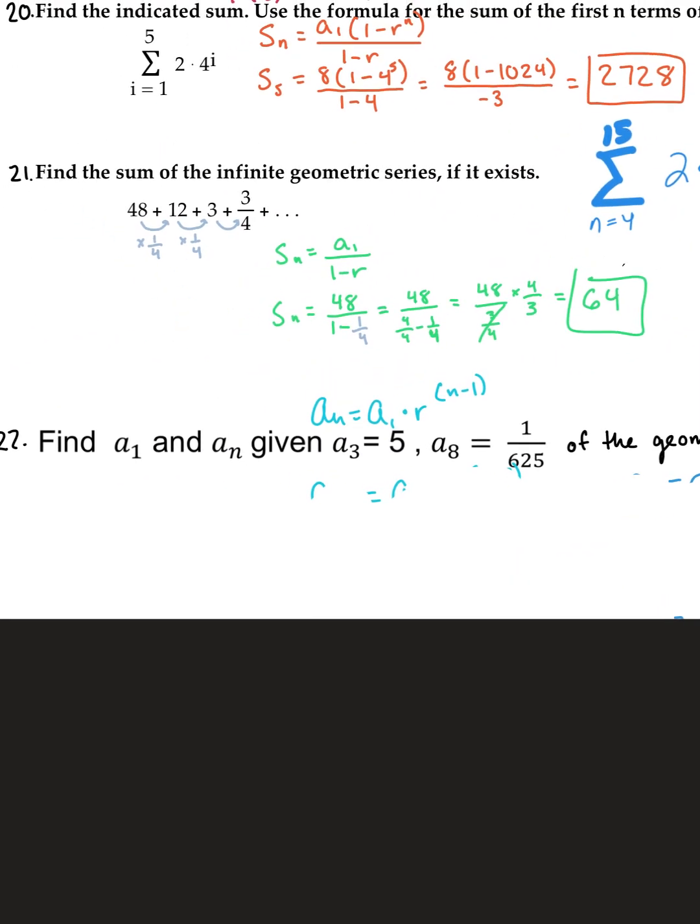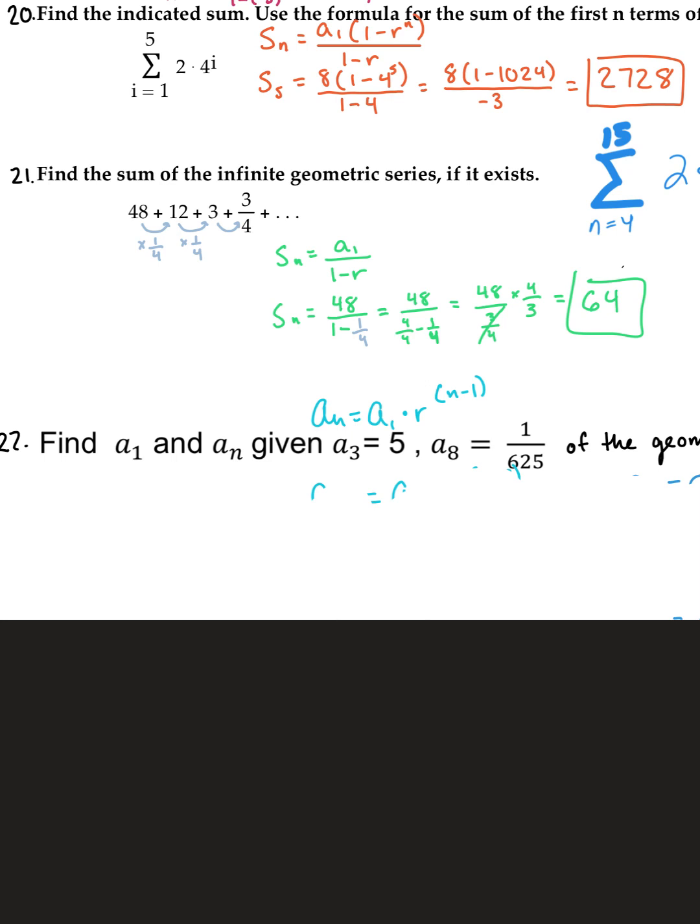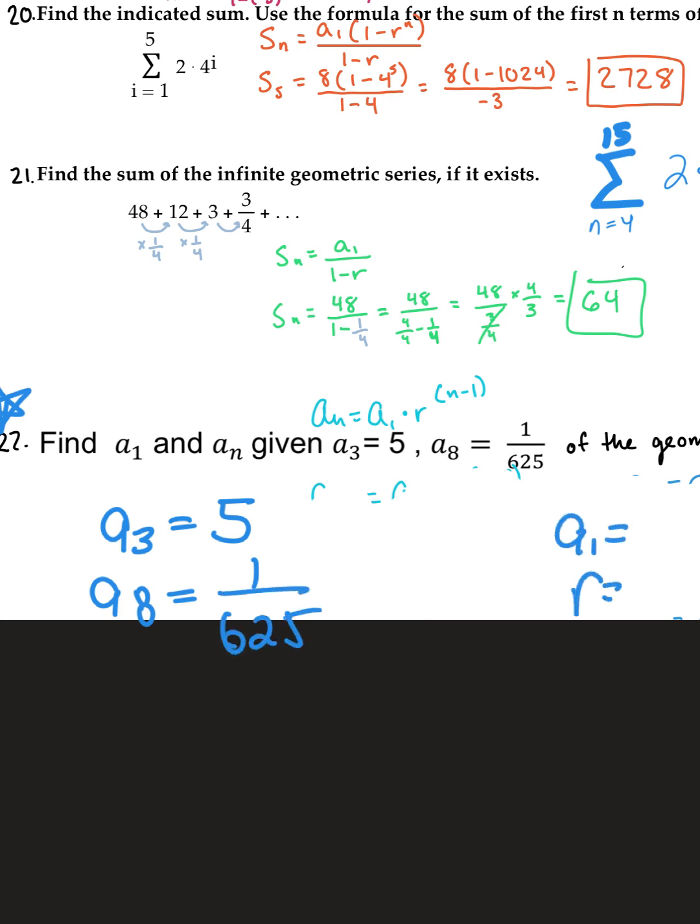All right, let's look at this last one. Every single version of every single test will have one of these. We did this. This is 8.3. We did this on WebAssign. It's on a video. You guys can figure this out. This is the exact same concept as number 6, where they gave me the third term being what number? 5. And they told me the 8th term is 1 over 625. I have to find the first term and I have to find R before I can do anything else.